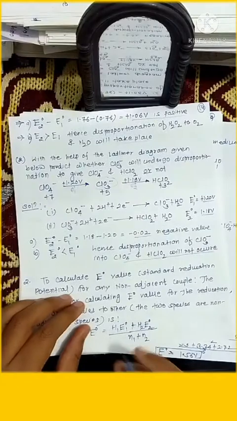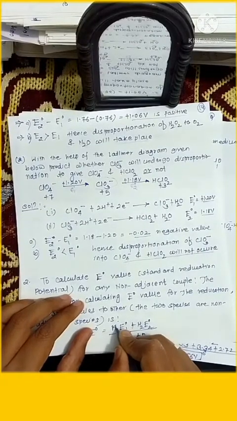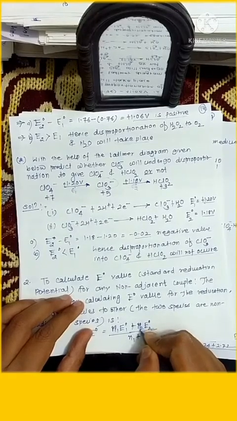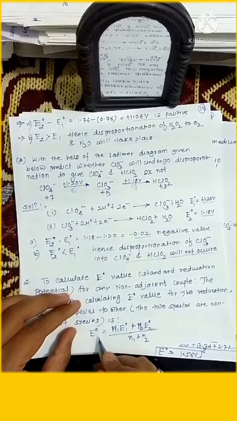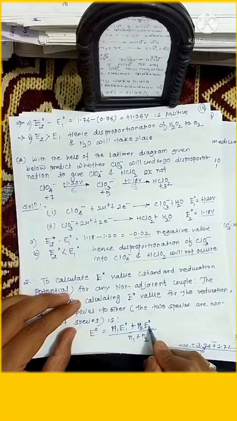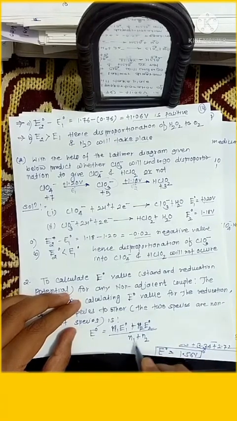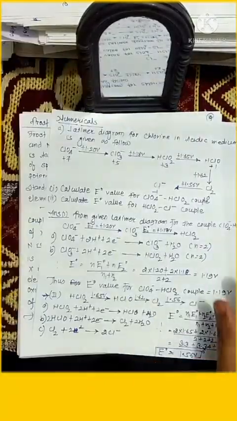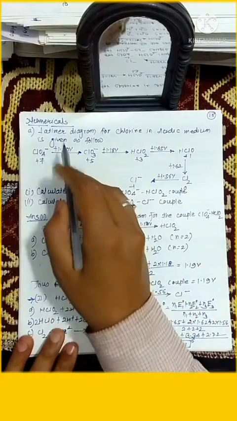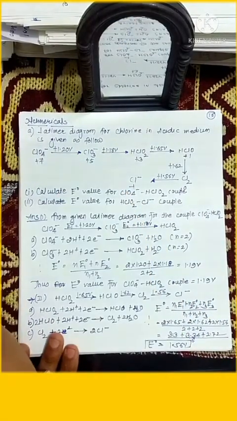It should be N1, this should be N2. So your formula is E0 is equal to N1 multiplied by E10 plus N2 multiplied by E20 divided by N1 plus N2, where N1 and N2 are electrons. So we are going to solve numericals based on this formula.